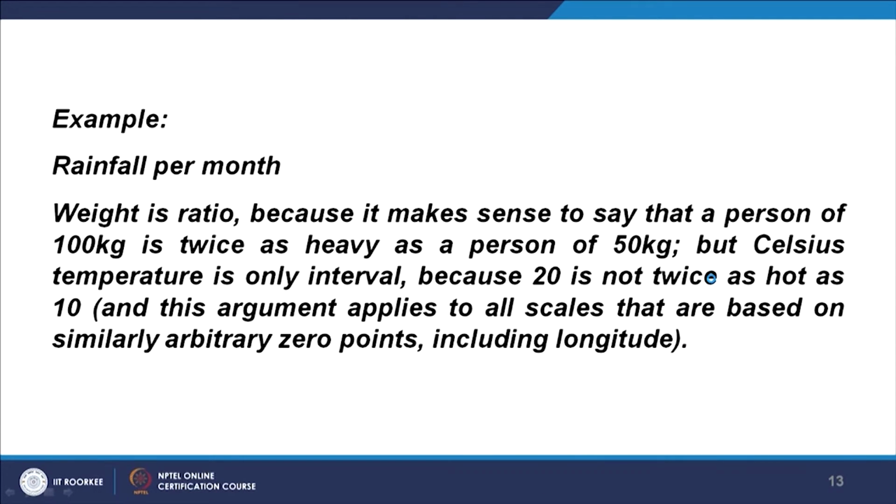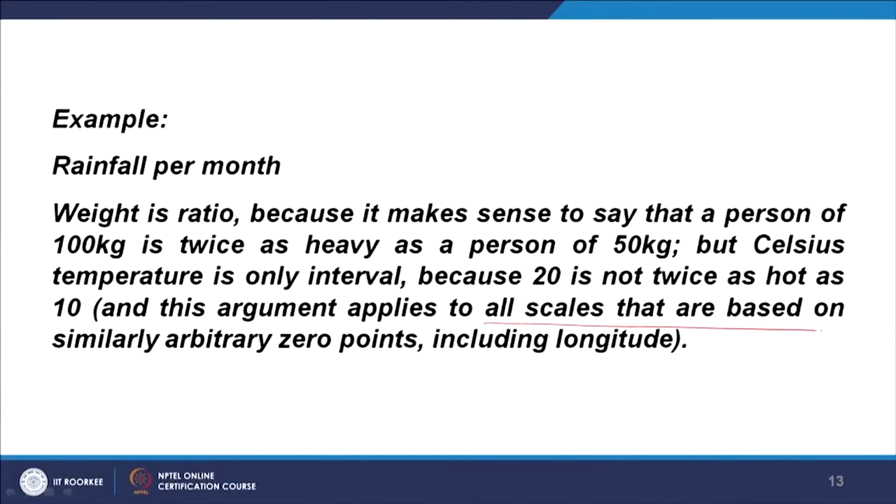Weight is also a ratio. When we weigh something, it is a ratio quantity, because it makes sense to say that a person of 100 kg is twice as heavy as a person of 50 kg. But Celsius temperature is only interval, because 20 is not twice as hot as 10. This argument also applies to all scales that are based on similarly arbitrary 0 points, including longitude as well. This is important here, longitude, because we handle our data in geographic coordinates. So there also this is very, very important.